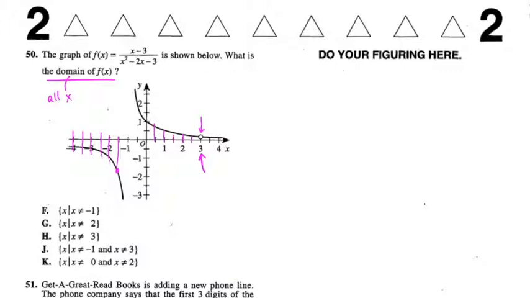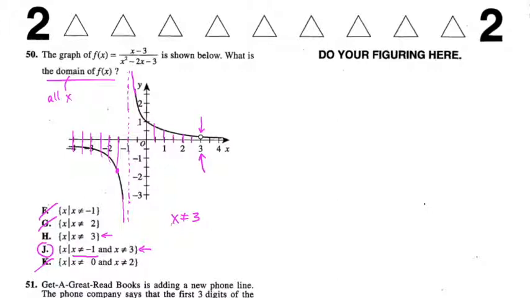Let's go to the answer choices. X does not equal 3 has to be in the answer choice because 3 cannot be part of the domain. Either H or J is the answer. Let's look at the difference. The difference is that J also says that x cannot equal -1. Well, if we look at -1, we see that this function actually does not hit -1. There's an asymptote here. This graph is going to approach -1, but it's actually not going to cross it. And so the answer is going to be J.